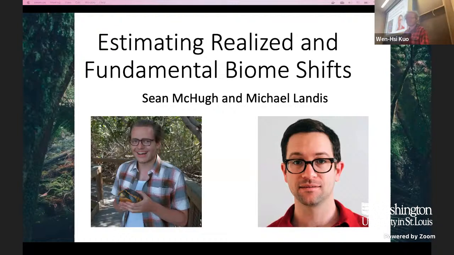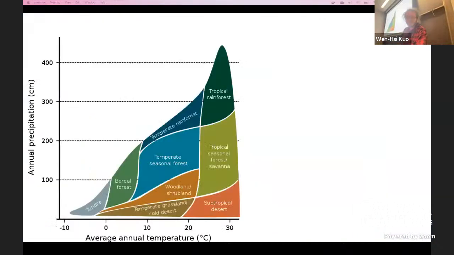Today I'd like to talk to you a little bit about biome shifts and how to model both realized and fundamental biome affinities, i.e. shifts in where species actually occur as far as biomes and where they are capable of occurring. So briefly, I just want to go through the spiel of what is a biome? Here we have this famous plot from Whittaker mapping a broad category of biomes over environmental space, particularly average precipitation and temperature.